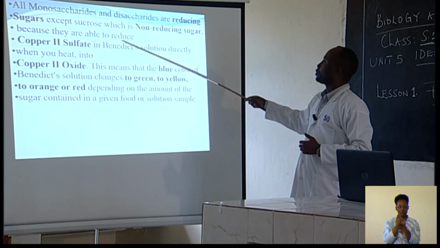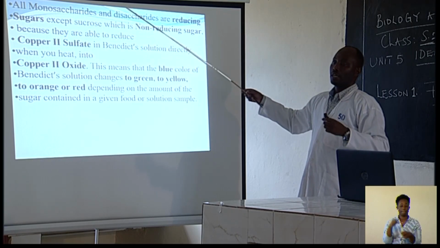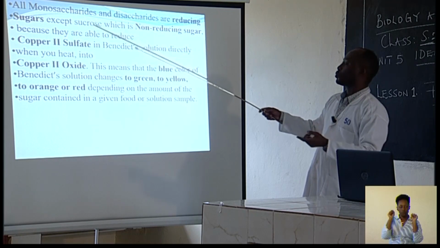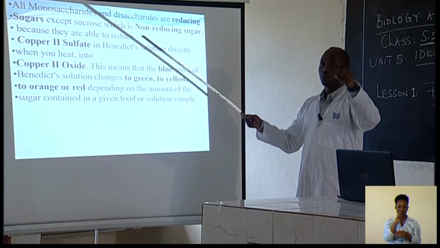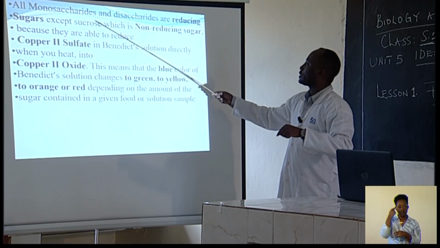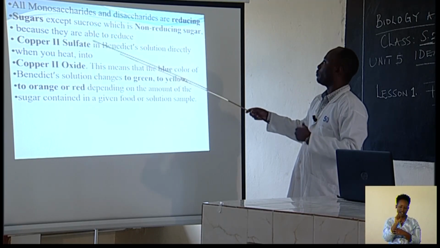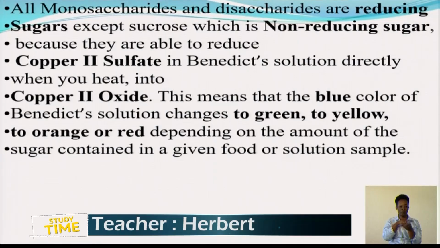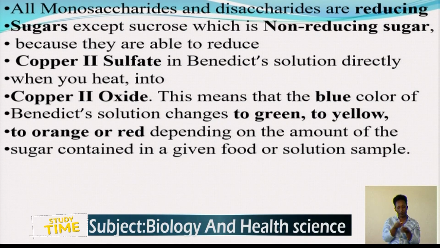Because sucrose is not able to be reduced, we use some chemicals to break it down into a monosaccharide. You reduce a non-reducing sugar to a reducing sugar. So sucrose, which is a disaccharide, has to be broken into a reducing sugar or a monosaccharide. These are the chemical tests that we normally use. We use copper sulfate in a Benedict's solution, and when you heat it, that is able to turn sucrose into a reducing sugar.